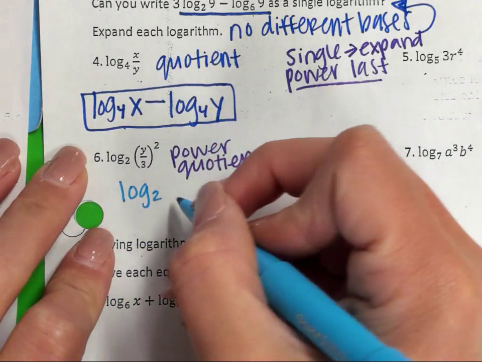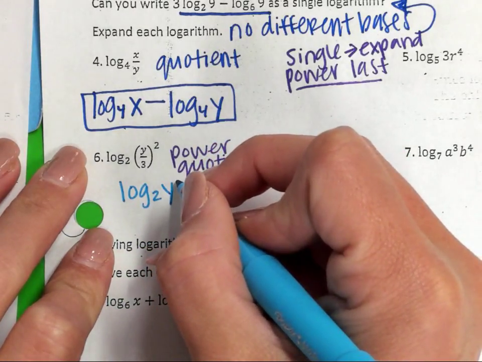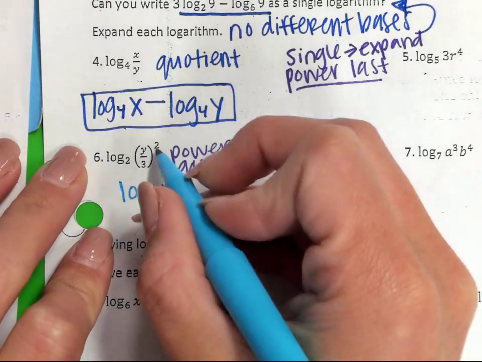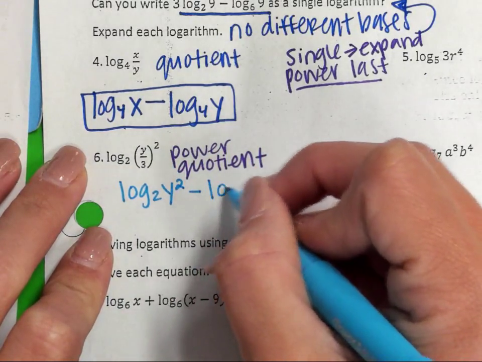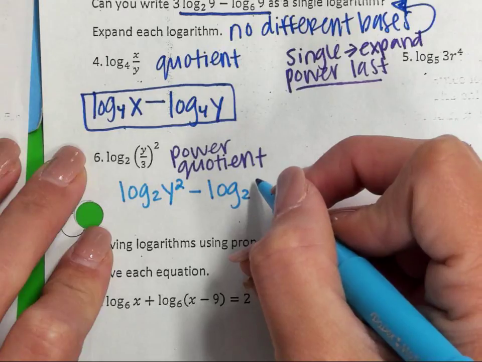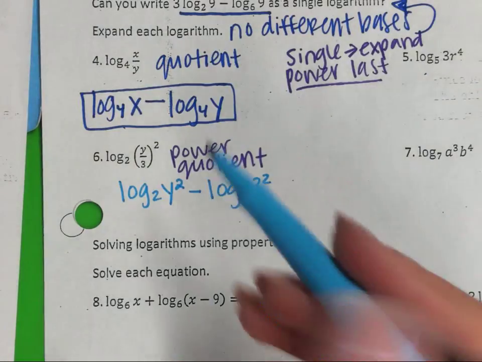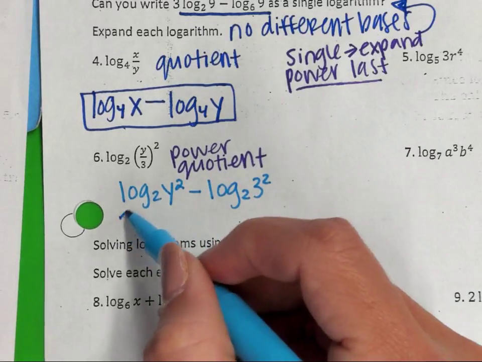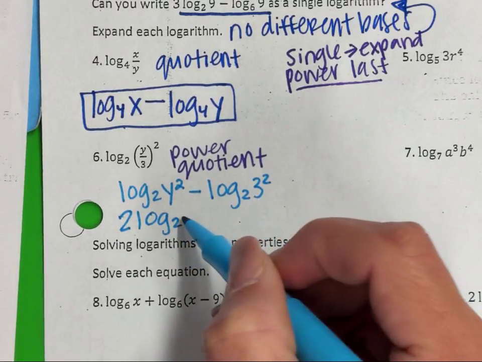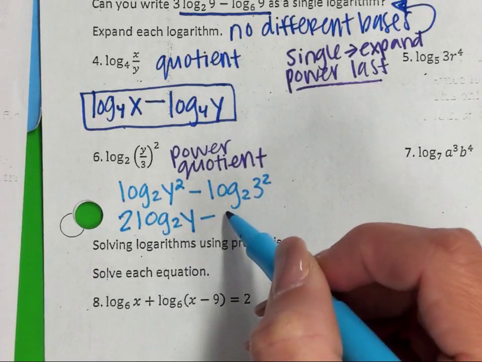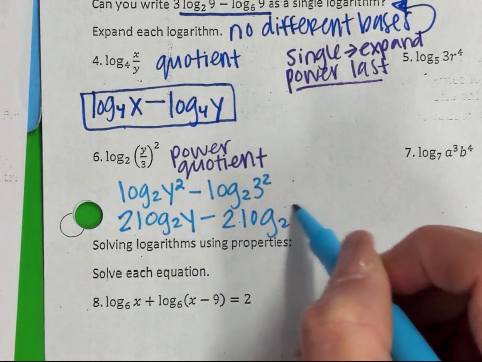Log base 2 of y, y what? Squared. Good. Minus log base 2 of 3 squared. Good. And the reason why this squared goes to both of these is why? The parentheses. So the y is being squared, and so is the 3. Now we can use the power property. So where's this 2 going to go, in front of the y? Yes, so 2 log base 2 of what? Minus. Very good. That's it.